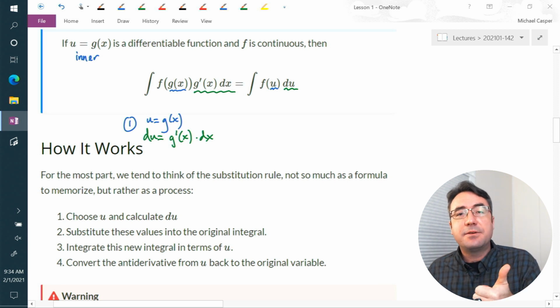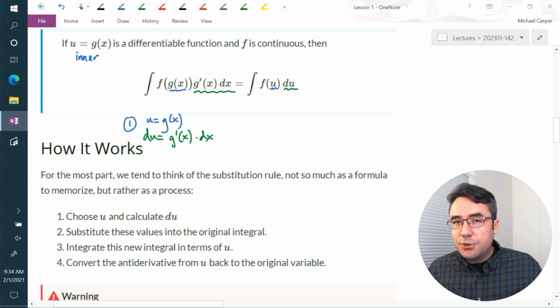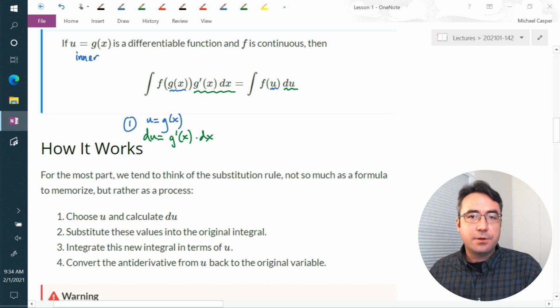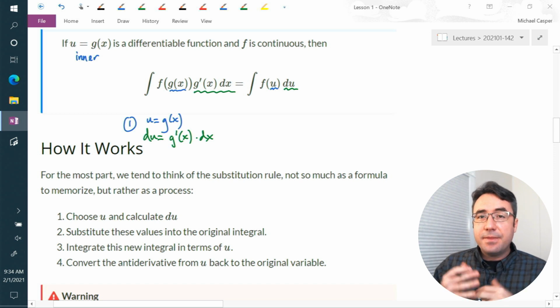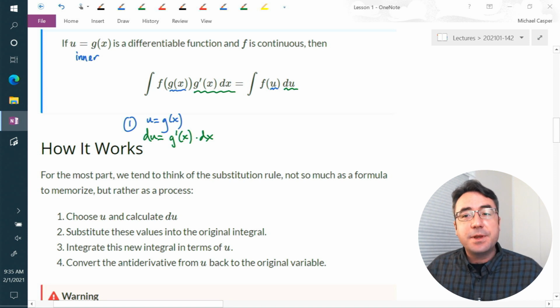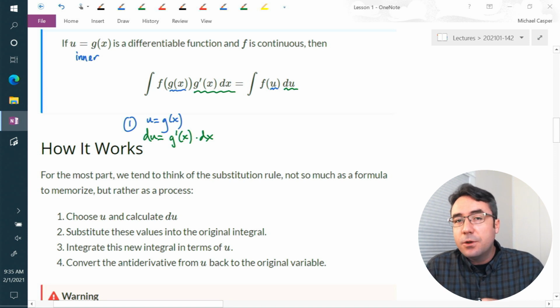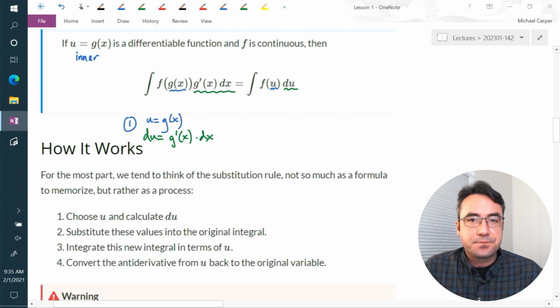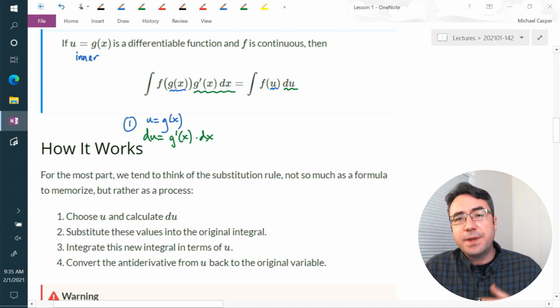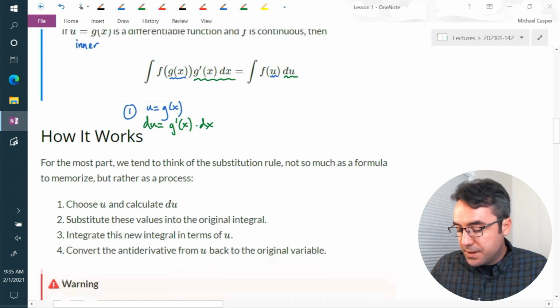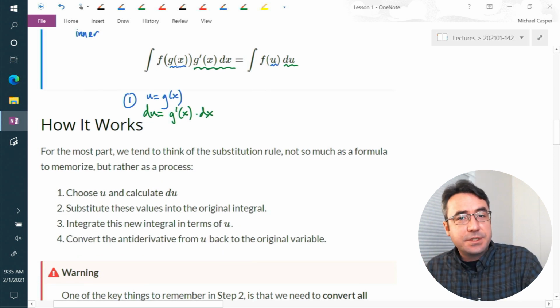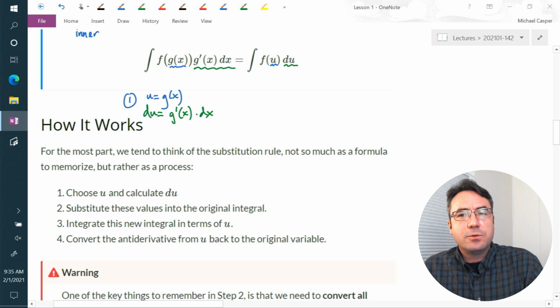Step 1, identify the inner function. That's us choosing u, and then we calculate du. Step 2, we substitute those values into our integral, and that gives us an easier integral. Step 3 then is to just integrate that new integral, which is now all in terms of u. And then finally for step 4, once we have our antiderivative in terms of u, we can just convert it back to our original variable, and we're done. So we'll see how this process works in a few examples, but it's good to just outline it here.